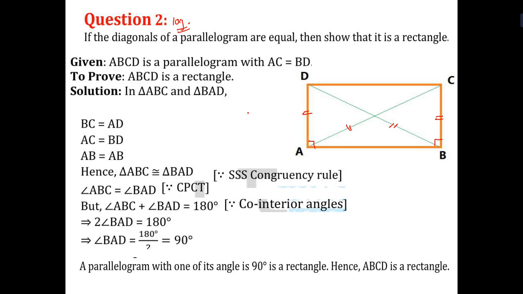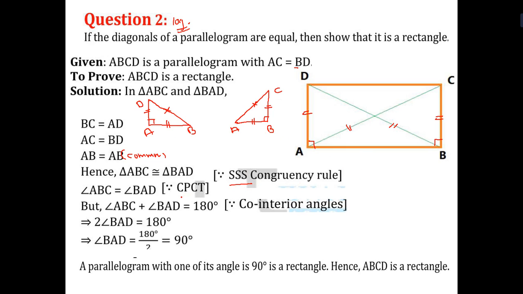Triangle ABC and triangle BAD. Here A is 90 degrees, and AB is equal to AB, that is common. Diagonals are given equal, so AC is equal to BD. And BC is equal to AD, since opposite sides of a parallelogram are also equal. So by SSS criteria, we can say these two triangles are congruent.